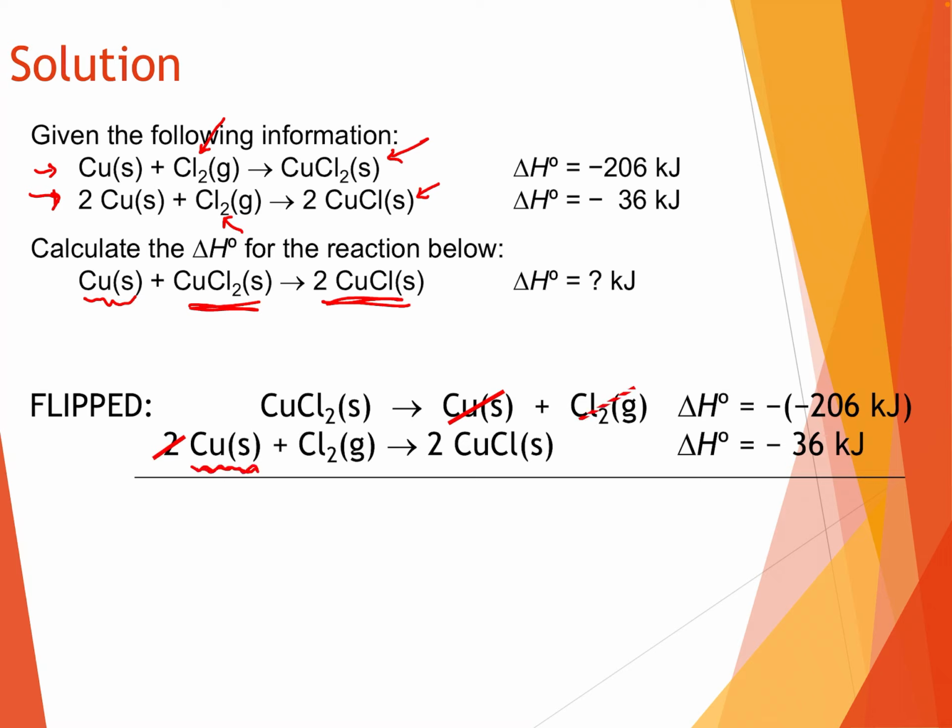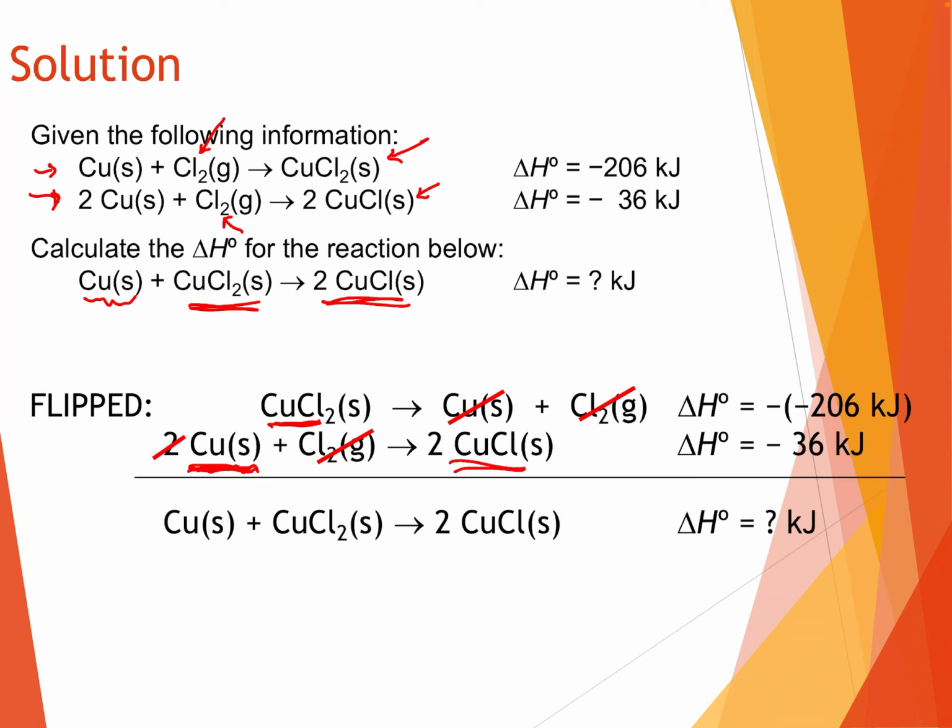And then our chlorines will go ahead and cancel out because there's 1 chlorine on each side of the arrow, 1 chlorine on the products, 1 chlorine on the reactants. And then looking at this, when we copy it down, we have 1 copper, and then we have 1 copper 2 chloride and 2 copper 1 chlorides. And so we'll copy all of that straight down, and that matches this overall reaction that we were trying to find. So now we can go ahead and add together our delta H values, and we will get our delta H of the reaction.